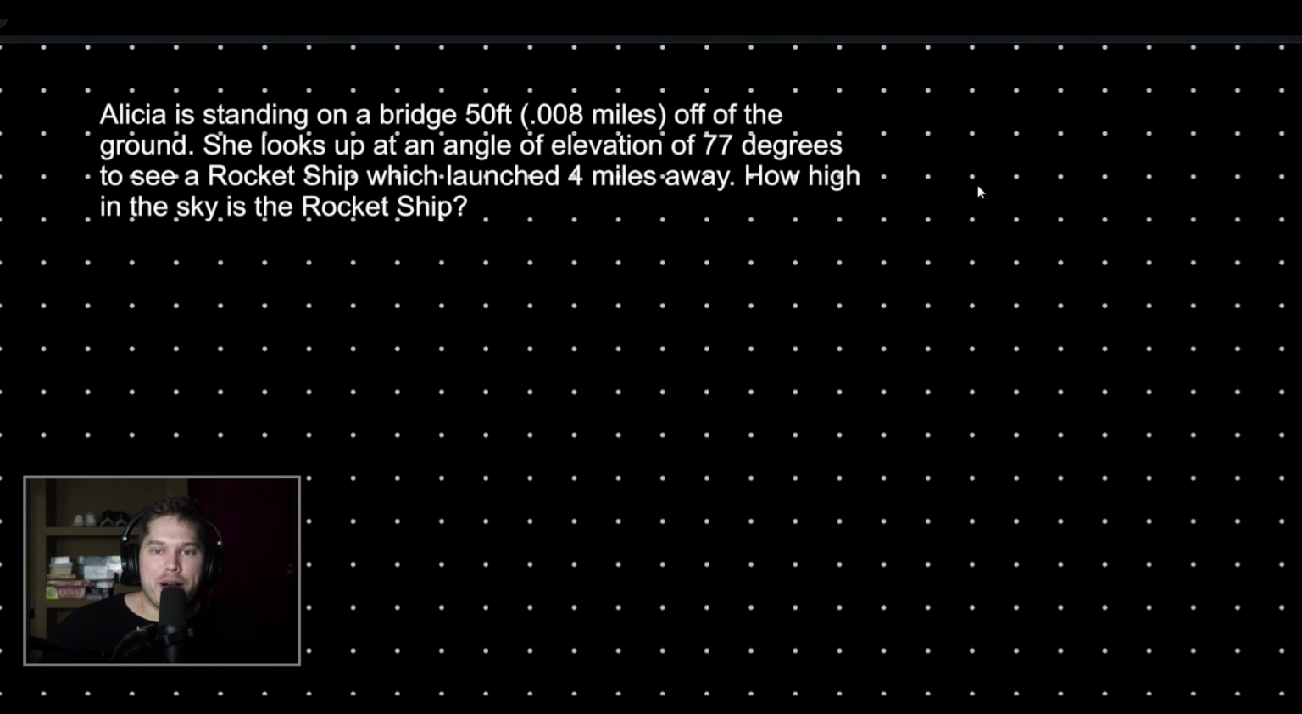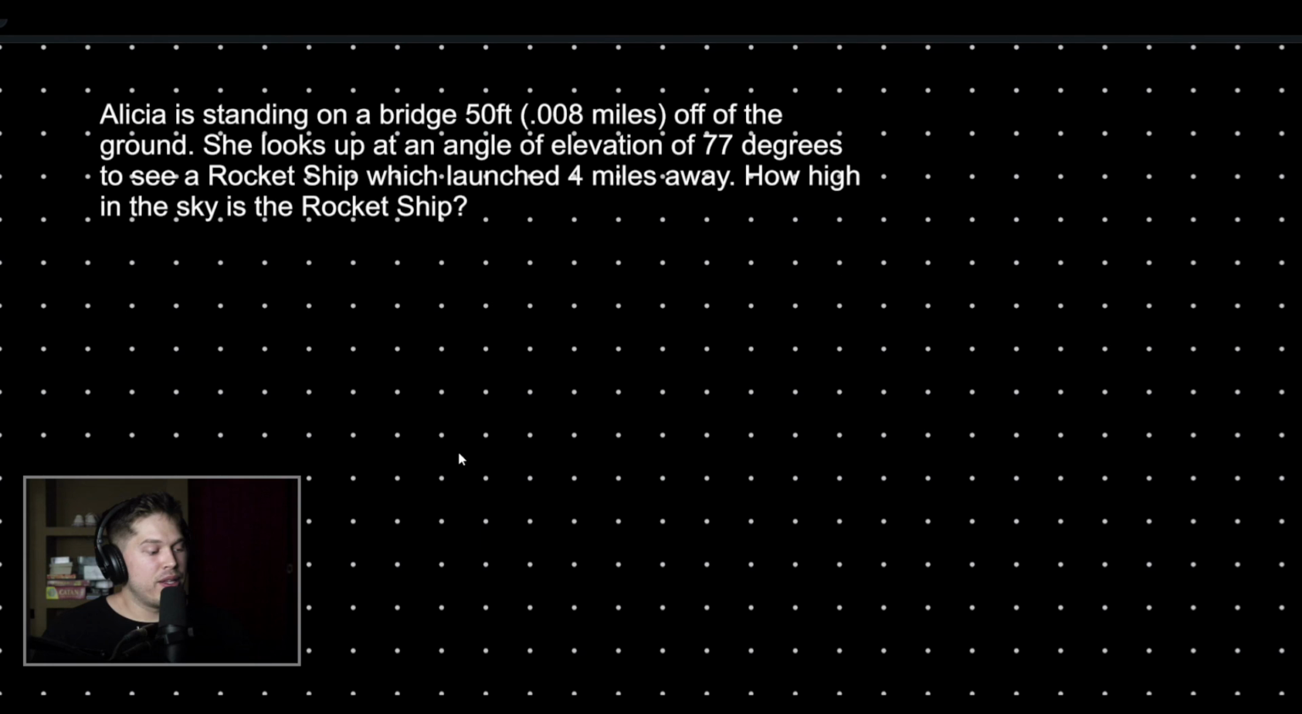Here we have one more problem. Let's get it done. What do we have? We have Alicia is standing on a bridge 50 feet or 0.008 miles off of the ground. She looks up at an angle of elevation of 77 degrees to see a rocket ship which launched 4 miles away. How high in the sky is the rocket ship?